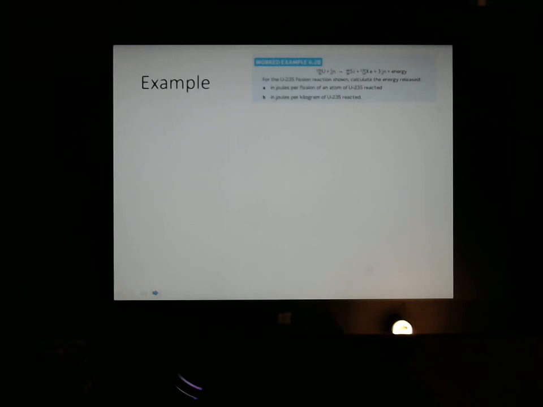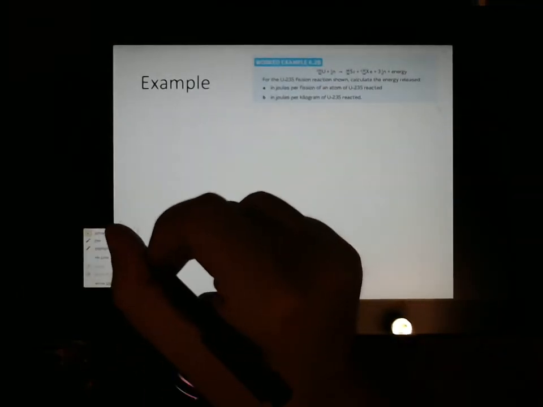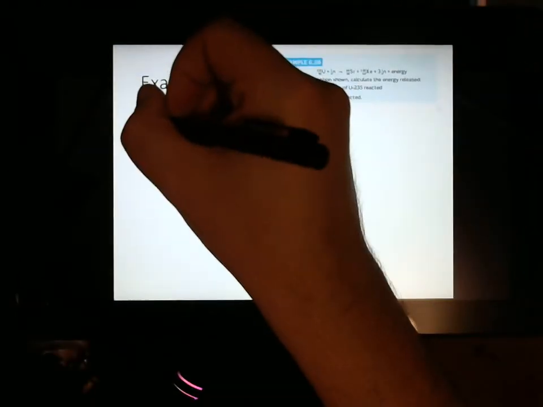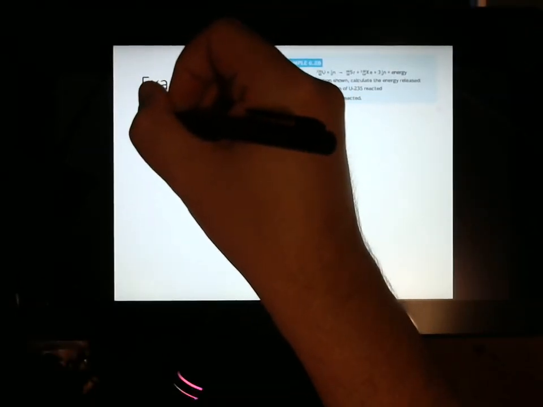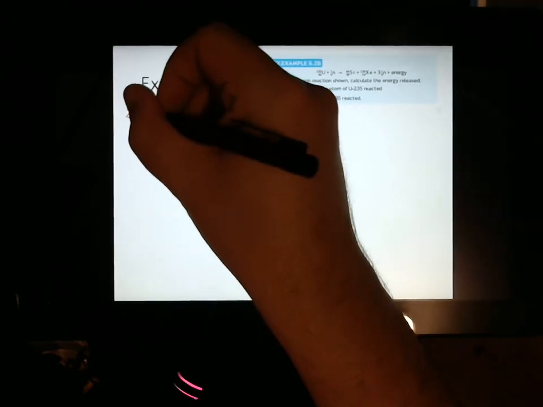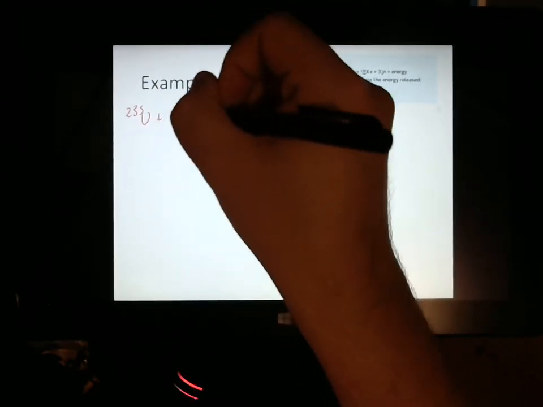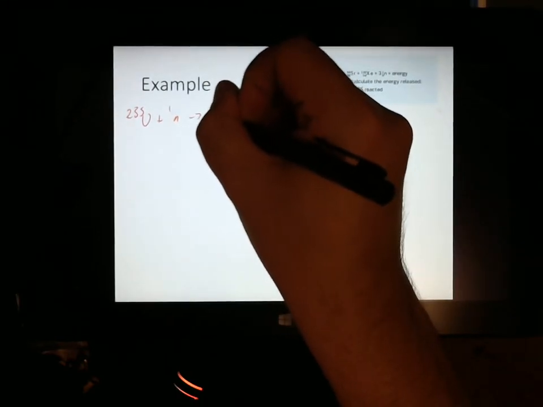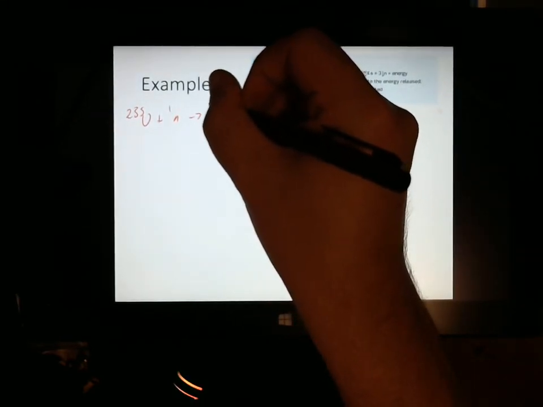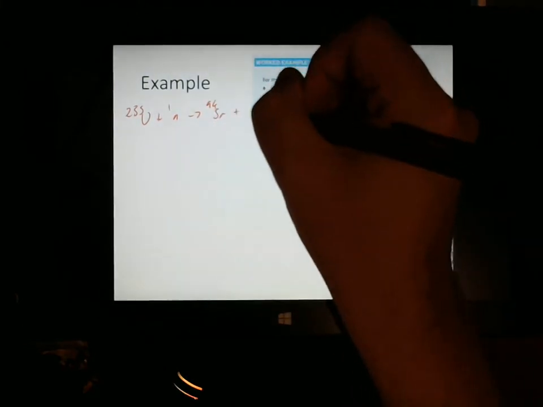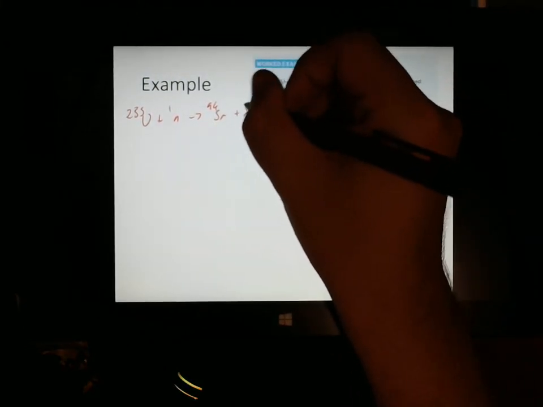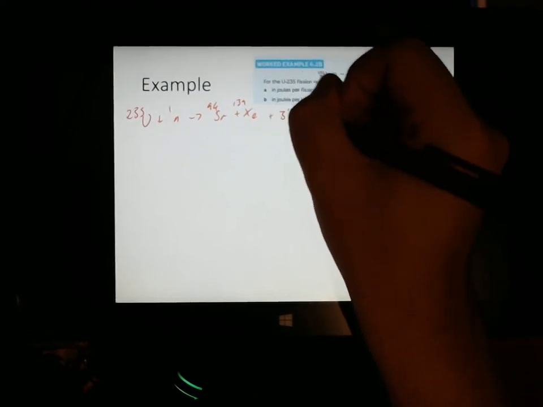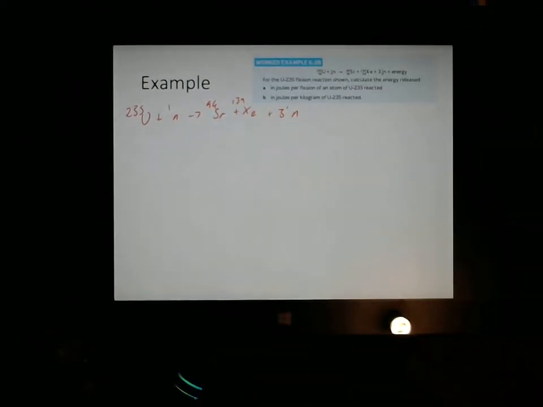So let's have a write. I will write out the equation first. The equation that we are using, because it's a bit small, sorry, is uranium 235, and I'm just going to put the mass numbers, plus a neutron gives us strontium 94 plus xenon 139 plus 3 neutrons, and there's some energy.